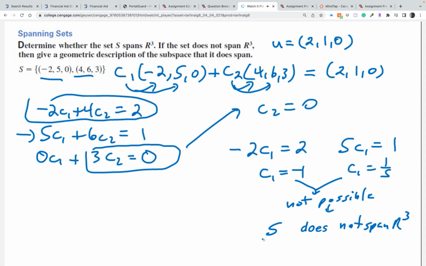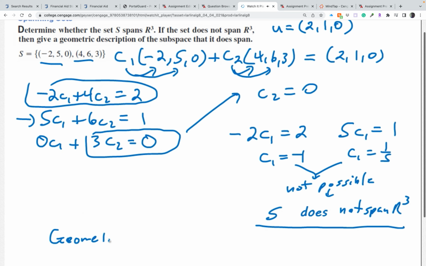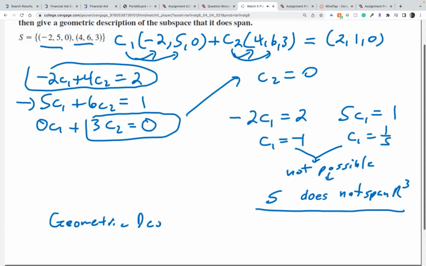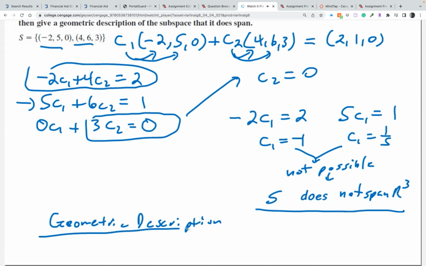So that tells us that S does not span R3, but then we would like to have a geometric description of the subspace that it does span. If we look at this, we see that we have two vectors. If we have two vectors, we can't span all of R3, but we can span a two-dimensional space, which means that we're going to span a plane.